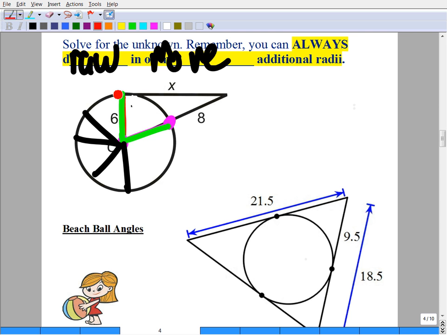And trace. If tangent to a radius, radius, radius, if tangent to a radius.